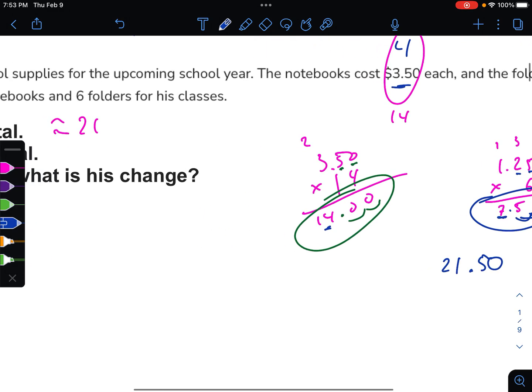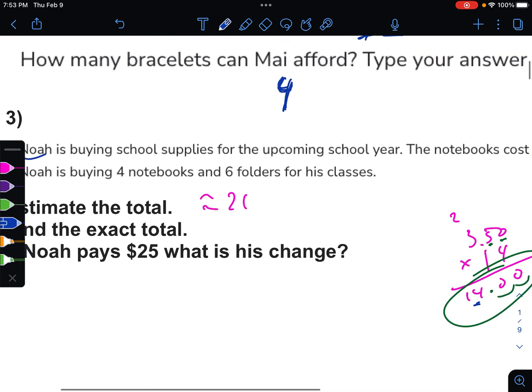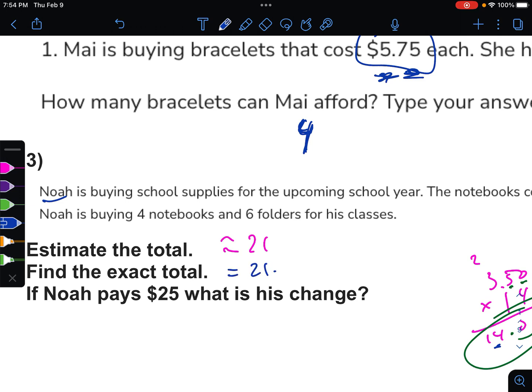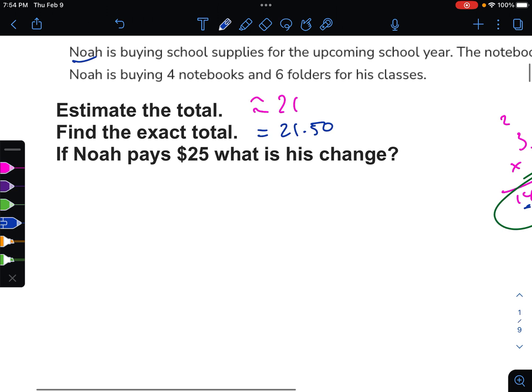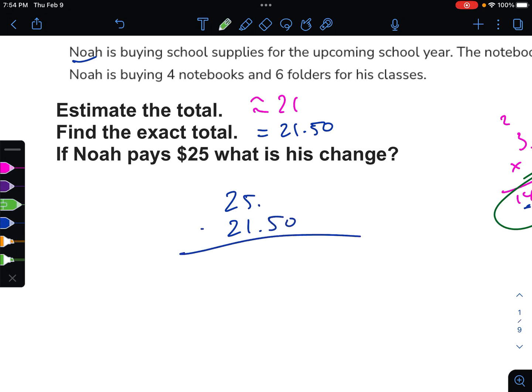So where am I at? Find the exact amount. It is exactly $21.50, which is really close to my estimate. So he's got 25 bucks to spend. Okay, $25 to spend, and he spent $21.50. That's a subtraction problem. Oh yeah.